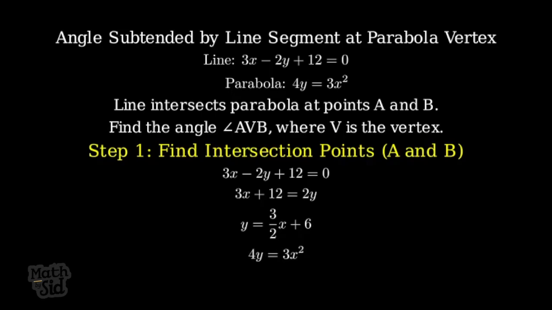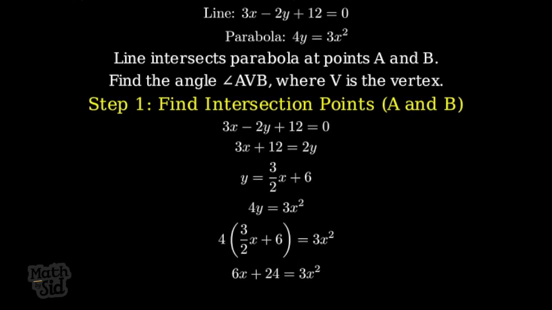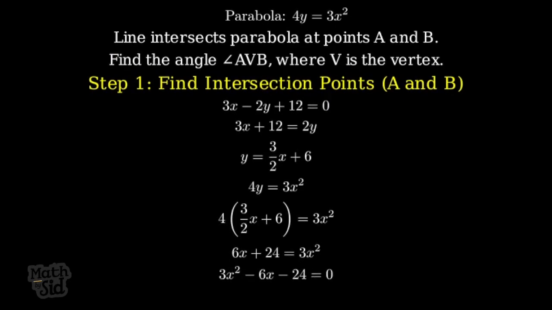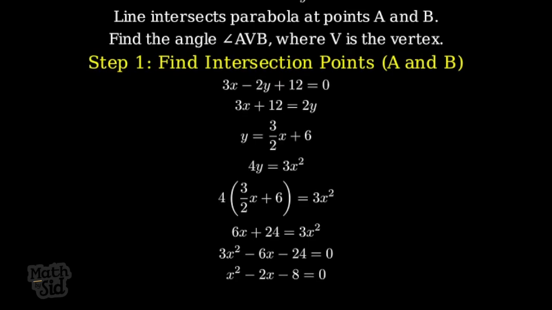Now, substitute this expression for y into the parabola equation 4y equals 3x squared. This gives us 4 times the quantity 3/2 x plus 6 equals 3x squared. Distributing the 4, we get 6x plus 24 equals 3x squared. Rearranging into standard quadratic form, we have 3x squared minus 6x minus 24 equals 0. We can simplify this by dividing the entire equation by 3, resulting in x squared minus 2x minus 8 equals 0. Now, we factor the quadratic equation.